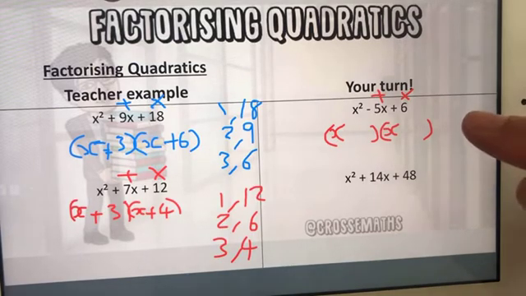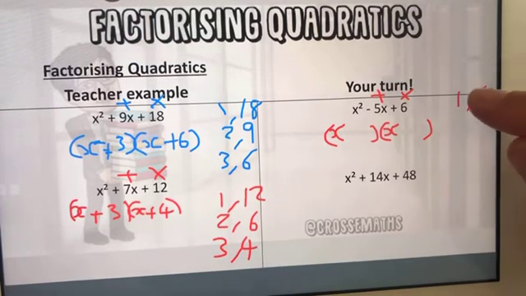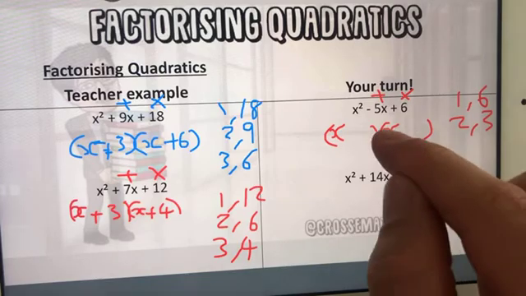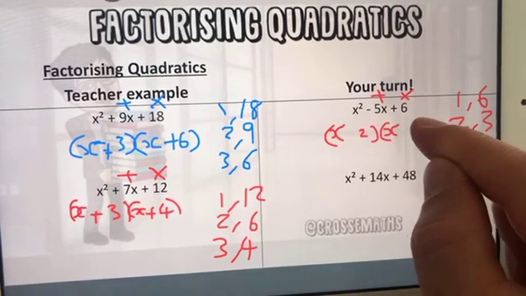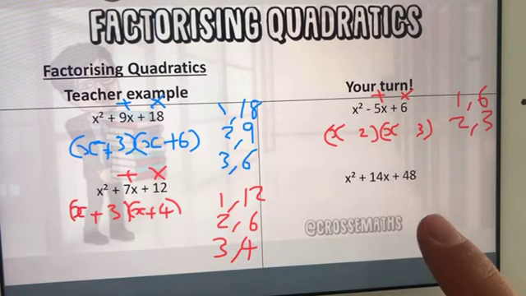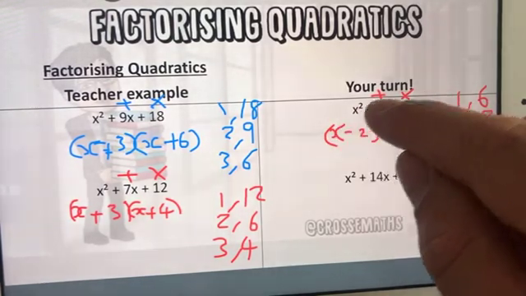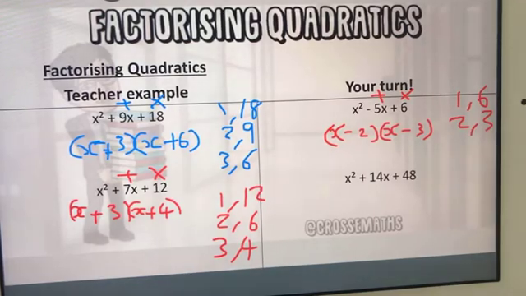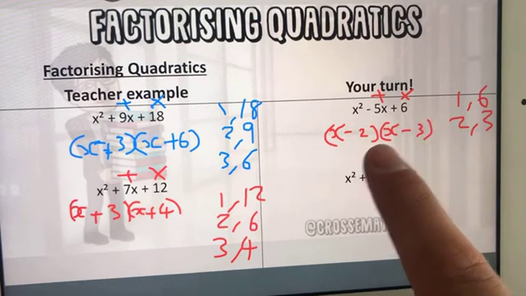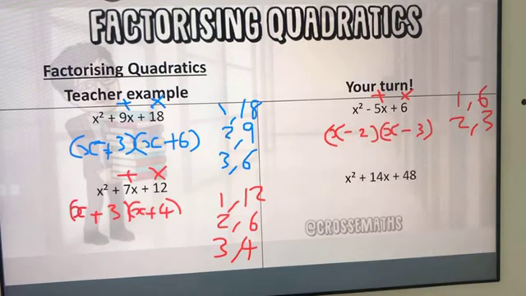The pairs that multiply to make positive 6, you could either have 1 and 6 or 2 and 3. So it's got to be a version of these. The only way you can make 5 is with 2 and 3, so I'm going to go with those. Now, if they were to make a negative 5, the only way I can make one of those is by having negative 2 and negative 3. Okay, so minus 2 times minus 3 makes positive 6, and minus 2 and minus 3 combine to make negative 5. So that's your final answer.